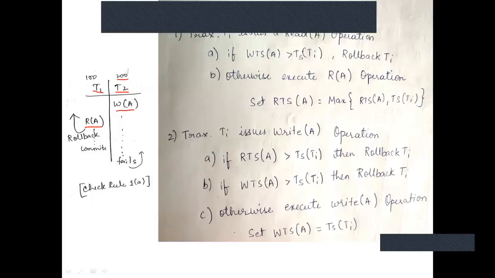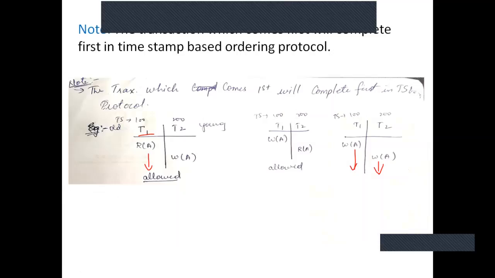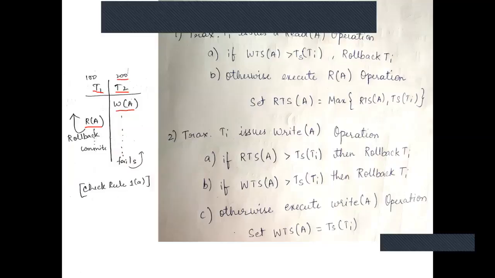In the previous slide, I told you the older transaction should get executed first. Here, the older transaction is executing after the newer transaction has executed. That's why we have to roll it back. The basic concept of timestamp based ordering is that first the older transaction should execute and commit, then the younger transaction should commit.